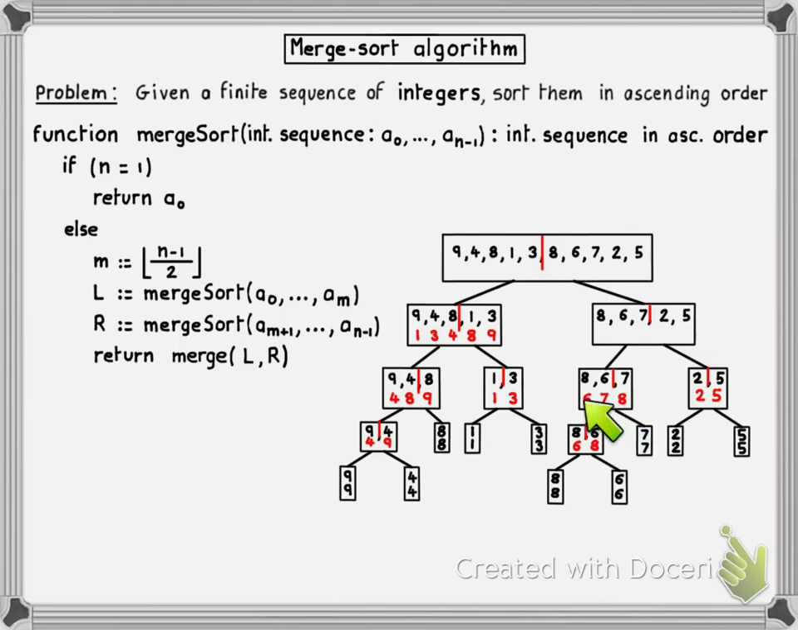And now we can merge this sequence with that one at this level to get the sequence 2, 5, 6, 7, 8. And finally, we are back at the top level with the L sequence over here, the R sequence over here. Notice that these 2 subsequences are correctly sorted. We can do a final call to merge to get the final result 1, 2, 3, 4, 5, 6, 7, 8, 8, and 9.